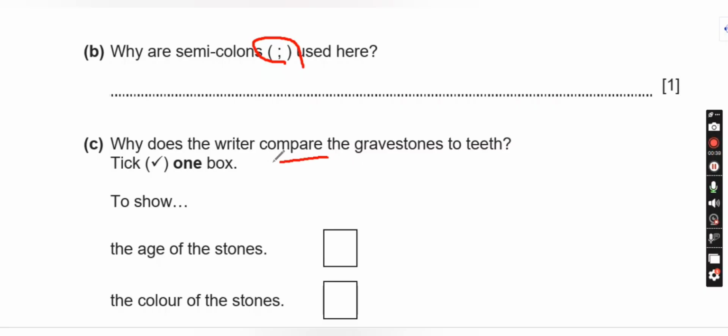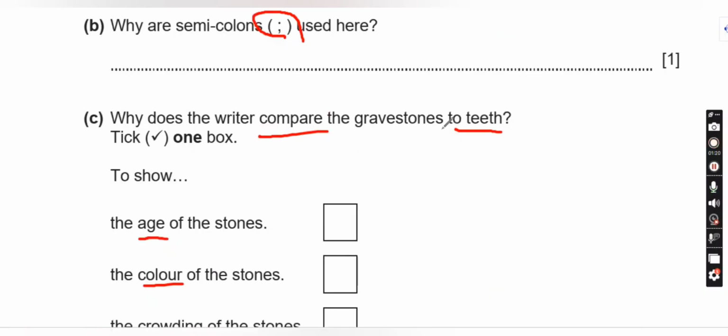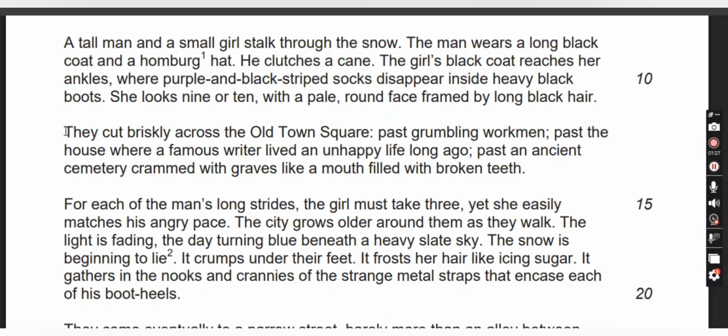Why does the writer compare the stones to teeth? Wow, really deep. To show what? The age of it? The color of it? Maybe. I'm trying to guess now. Or the crowding of the stones, like they are next to each other in order, like teeth in the mouth. Yeah, our teeth are standing in order. The sharpness of the stones. Yeah, I feel like all of them. Check. Which line? Okay, the same paragraph we're working on. So this one.